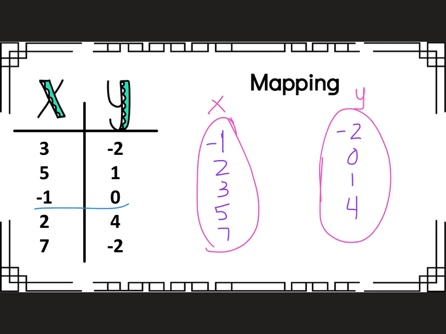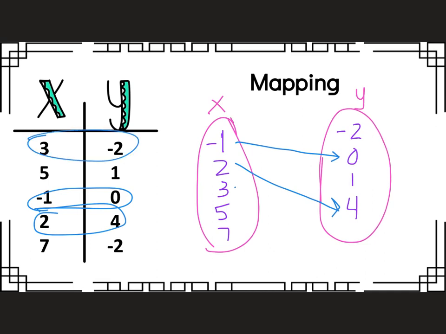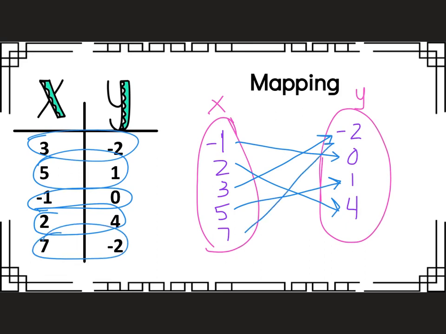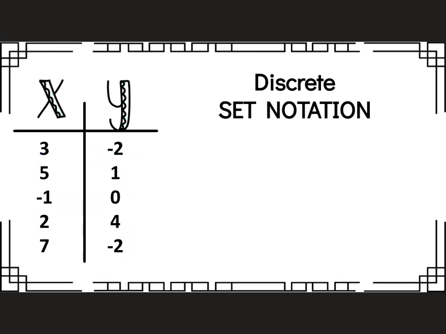So -1 is paired with 0. So I'm going to draw an arrow to the 0. 2 is paired with 4. There's that. 3 is paired with a -2. 5 is paired with 1. And 7 is paired with a -2. So those are all the ordered pairs that we create using a mapping diagram.